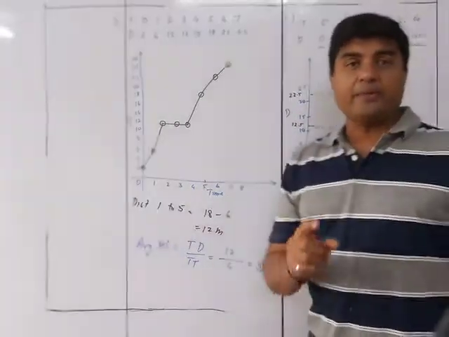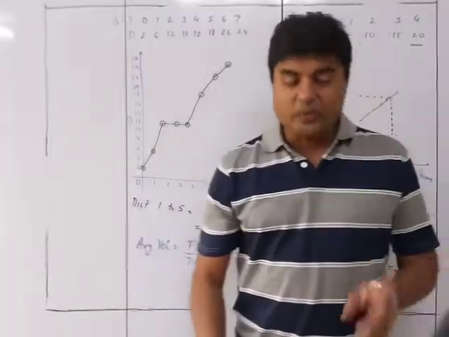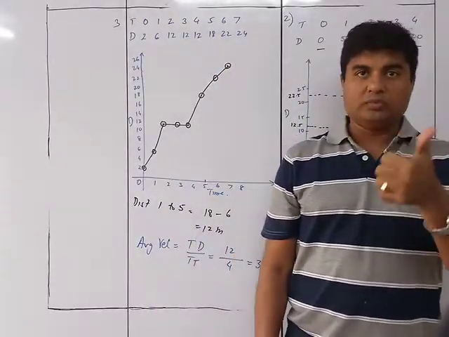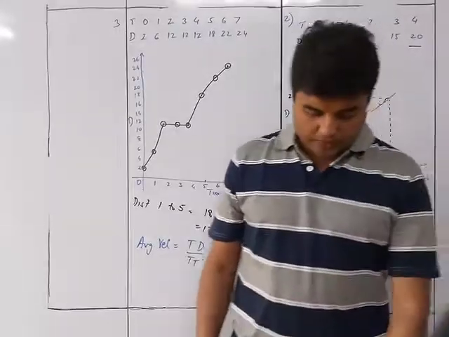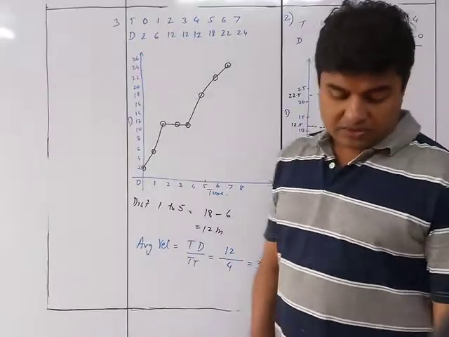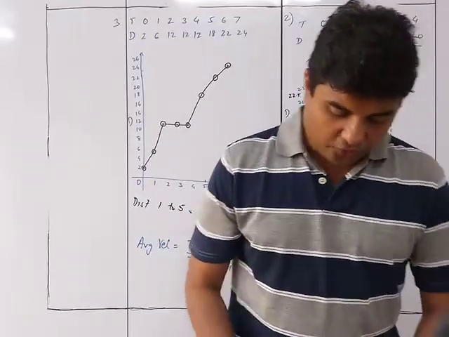What is the total time taken? It is not 5 seconds, it is 5 minus 1. Why? Because it is between 1 to 5. So between 1 and 5 means 4 seconds. That is 1 to 5, 5 minus 1 is 4. So that is 3 meter per second, the answer for question number 3. We move on next to question number 4.